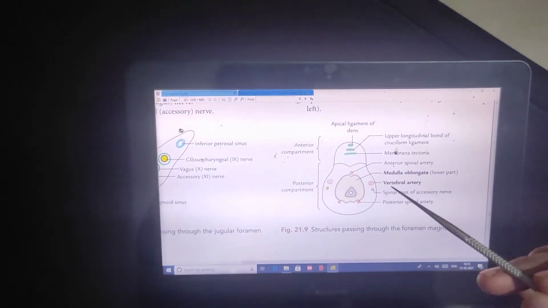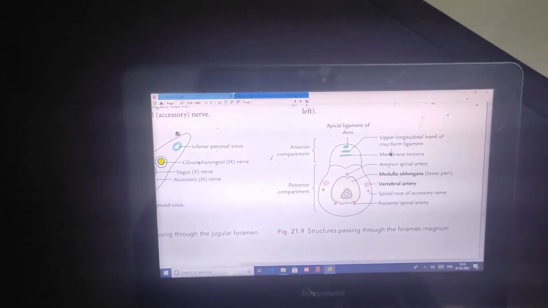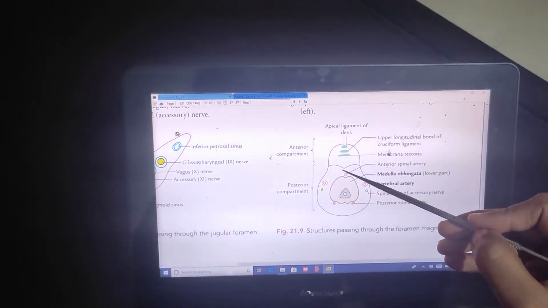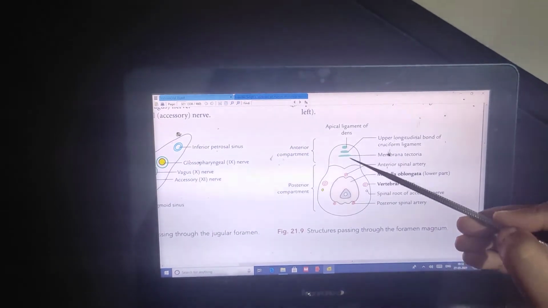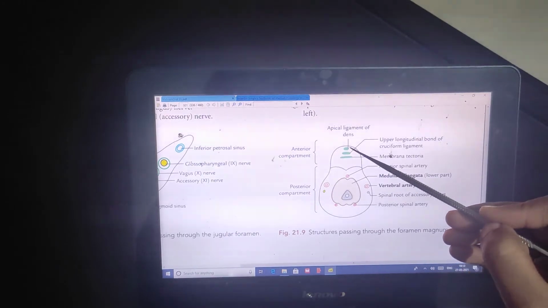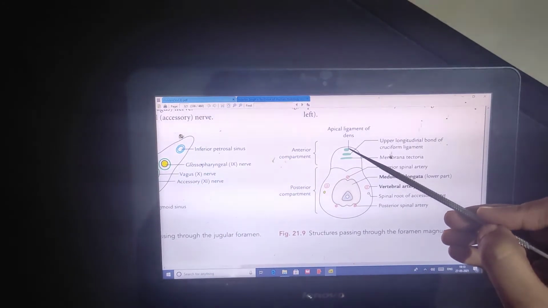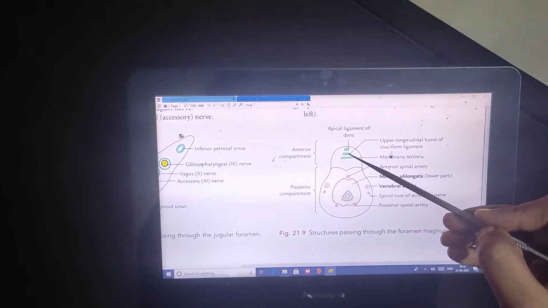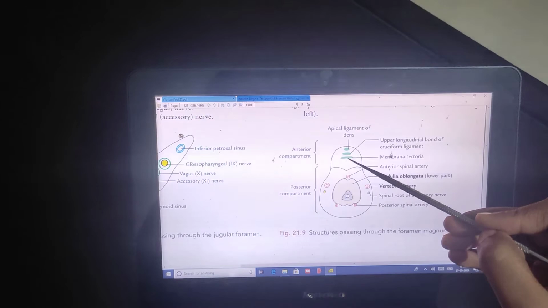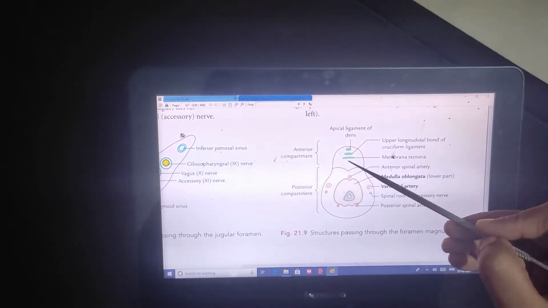So in this picture you can see the various structures that are passing through the foramen magnum. So this is the anterior compartment, which is small, and this is the posterior compartment, which is big. Through the anterior compartment, from anterior to posterior, you have the apical ligament of dens. You have the upper longitudinal band of cruciform ligament. You have the membrana tectoria. So these are the three structures passing through the anterior compartment.